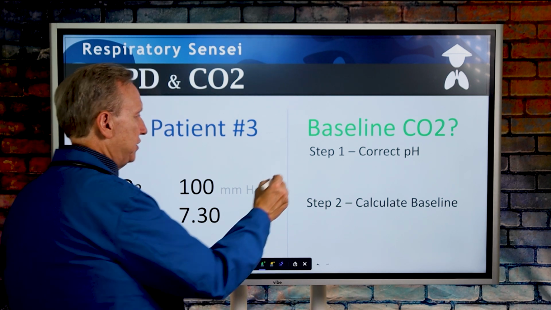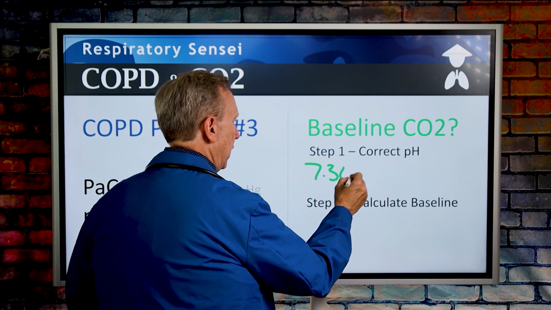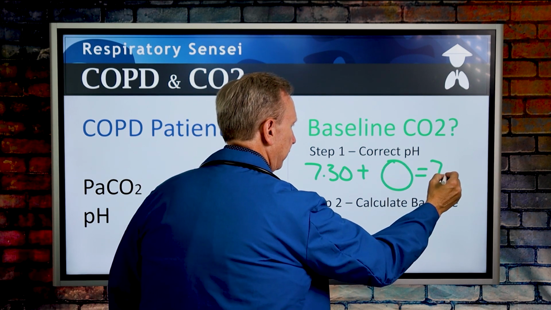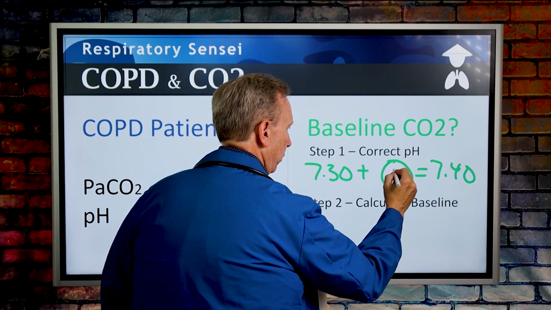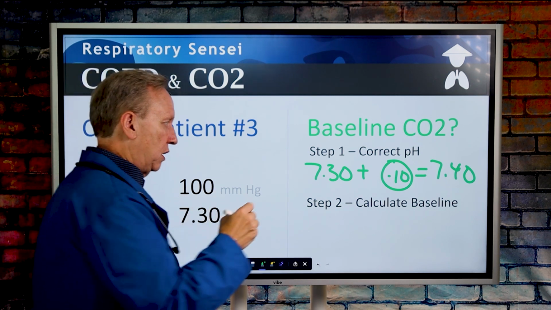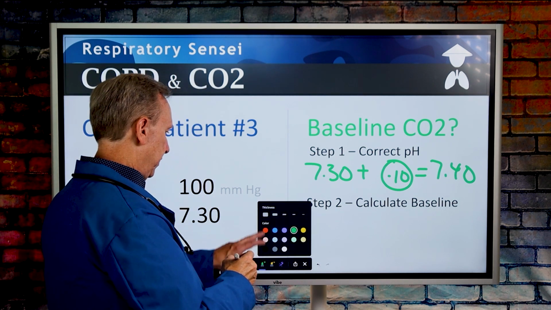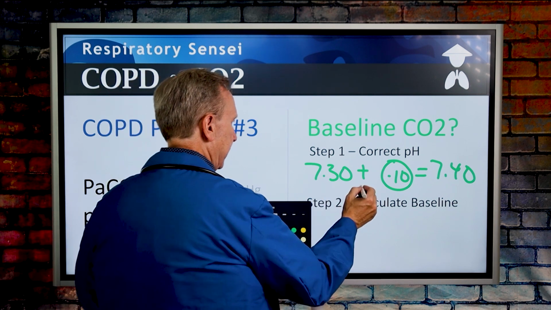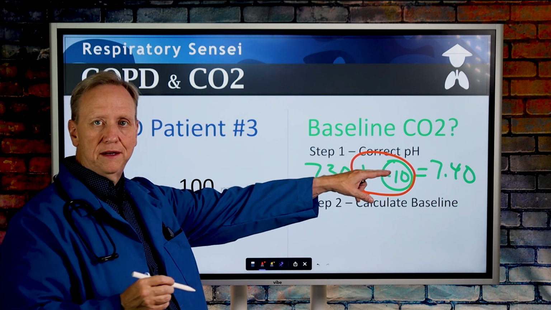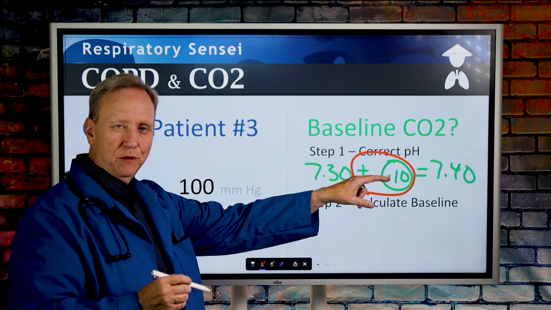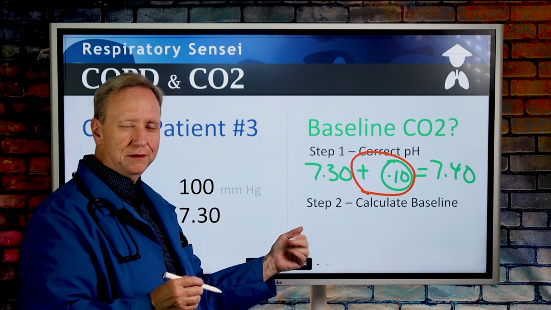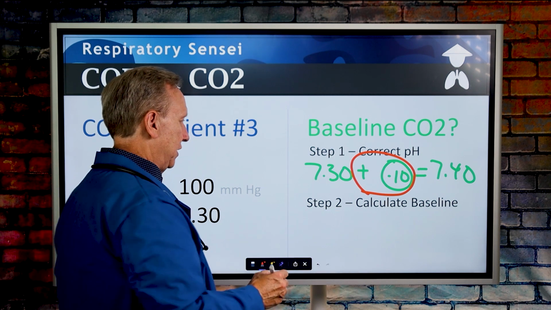All right, and so we have a pH of 7.30, and the question is, what would we have to add to that to equal 7.40? And the answer is 0.10. Can you see the 10? That's where we're concentrating. We're looking at the 10 and the plus sign, because if we have plus 10 there to get to normal pH, then what we're going to need to do is decrease or take away 10 from the CO2 to figure out where they normally live. And so let's do that.